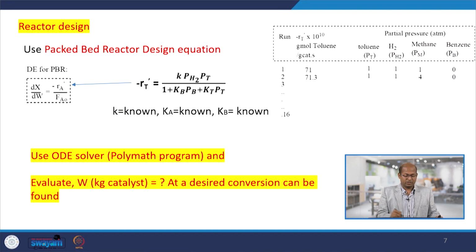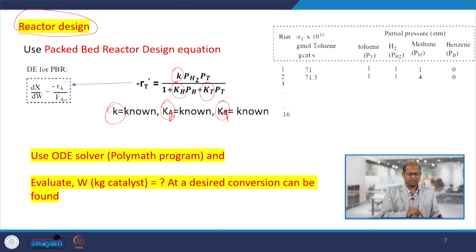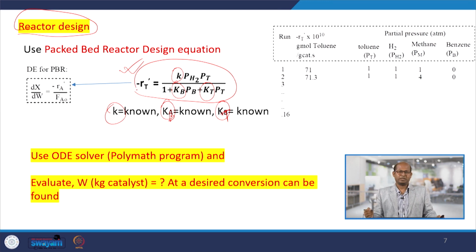Once k, Kb and Kt are the known parameters, then if you want to do reactor design, the rate equation we have to find out first. Whenever designing a reactor, this rate equation is very important. From the experimental data we have to fit these equations with the experimental results. Once small k, Kb, Kt are known for this reaction.